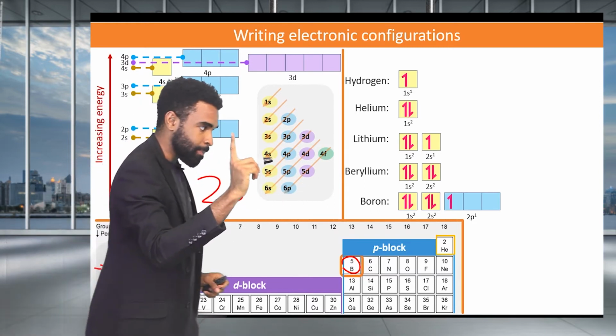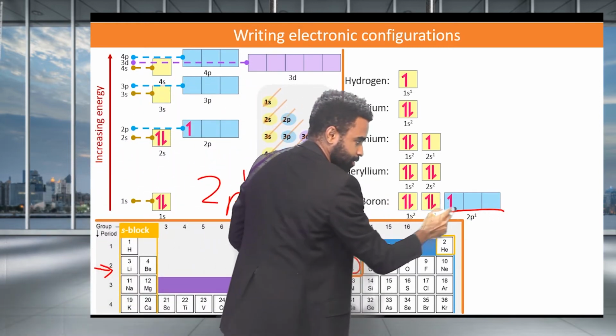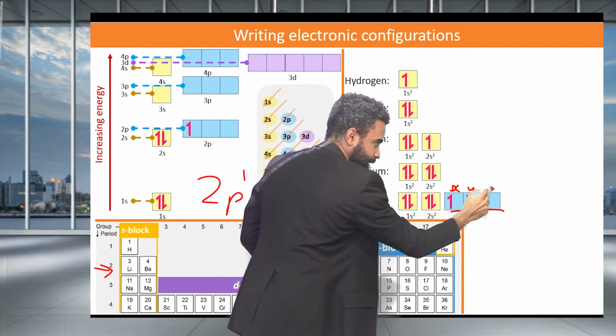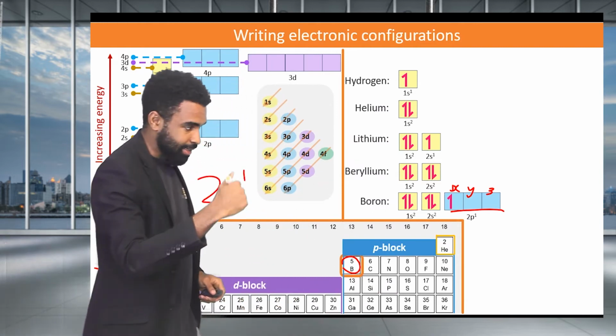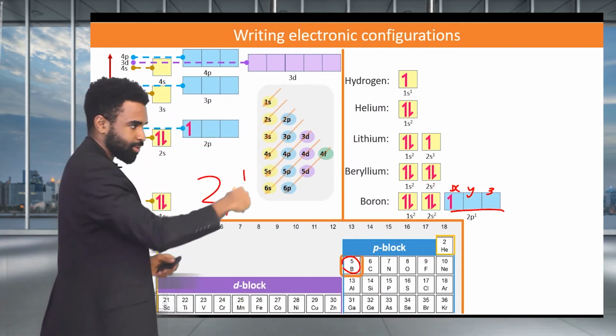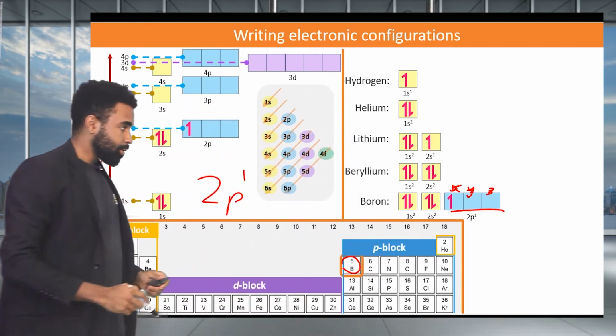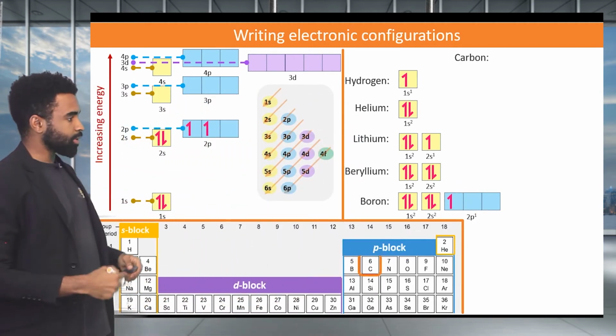Remember that the p sublevels have 3 orbitals, the x, the y, and the z. So each of those can contain 2 electrons. But I don't think you have to label these if you're asked to draw the configuration of boron. Okay, we move on to carbon.